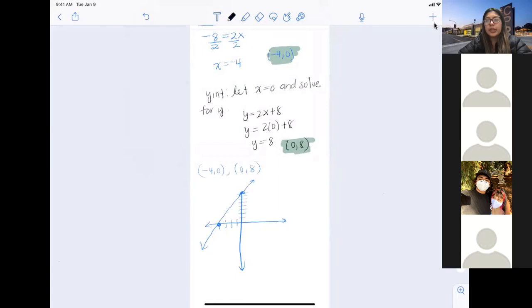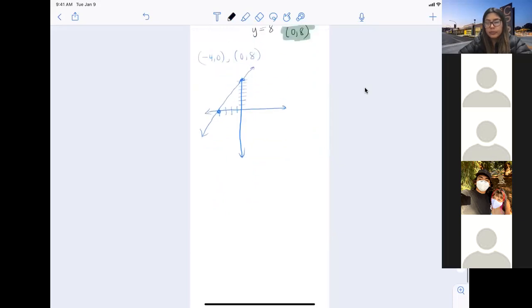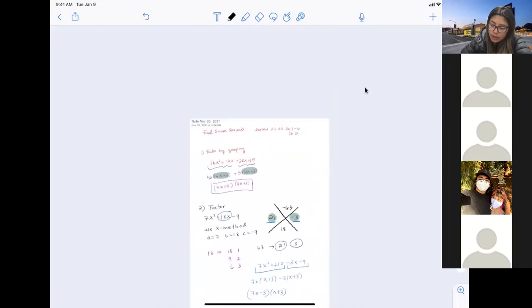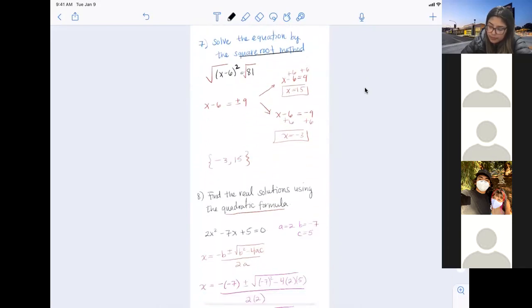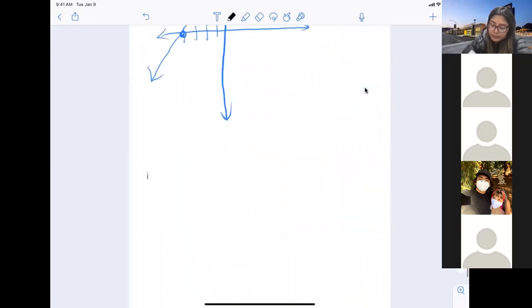Okay. It looks like you guys are on track. Good. Let's go to the next problem. So the next question is, I believe it's 12. Yes. So question 12 is saying again, find the intercepts to graph the equation.